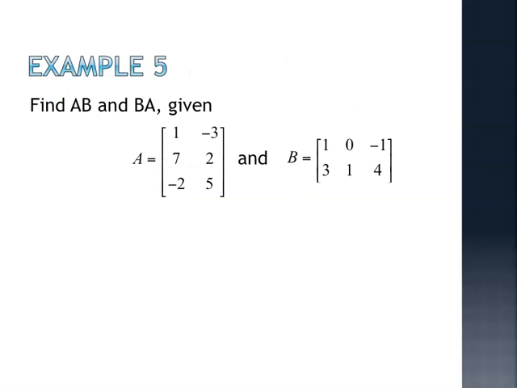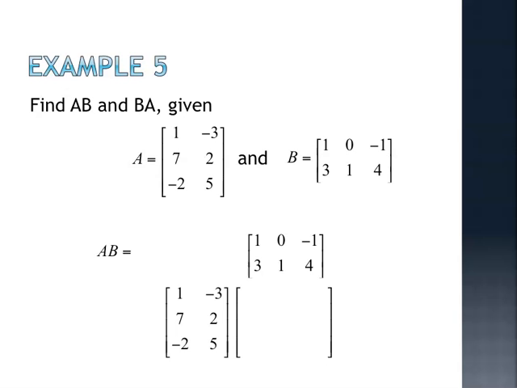All right, example 5. So in this one, find AB and BA, given that A is this 3 by 2 matrix and B is this 2 by 3 matrix. So I'm going to line them up just like before. We're going to find AB first. And we know that our resulting matrix is going to be a 3 by 3 matrix.